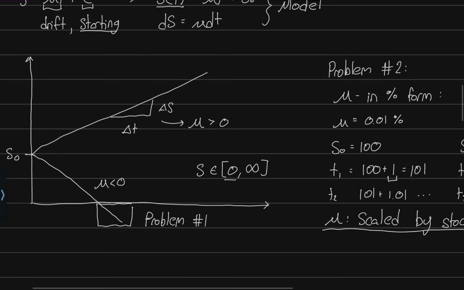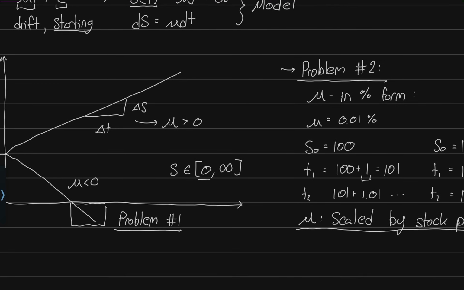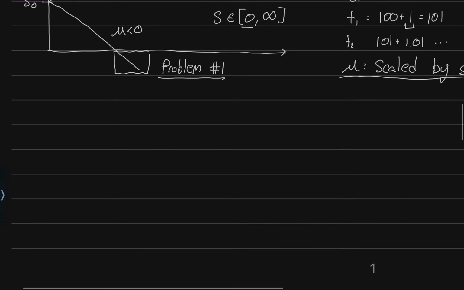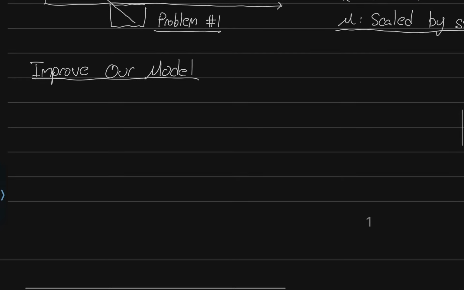So, two problems. Negative stock prices and our mean returns is actually going to be scaled by our stock price itself. So, we're going to focus on problem number 2 first. And you'll see how by fixing problem number 2, we'll actually fix problem number 1 implicitly. So here we're going to improve our model. And we're going to do exactly what we said. And we're going to start with our differential form.